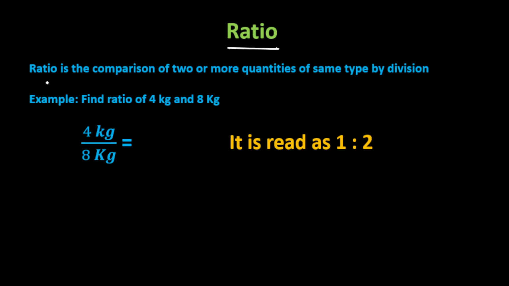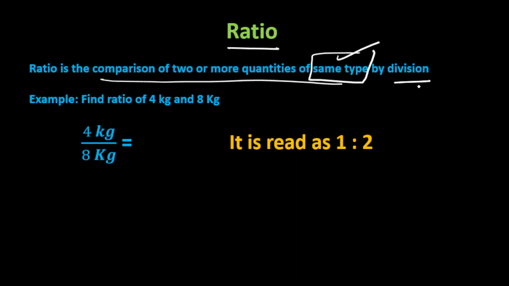So let's start. What is ratio? Ratio is the comparison of two or more quantities of same type by division. So two things you have to remember here. Quantities should be of same type, and when we are comparing, the comparison is by division.